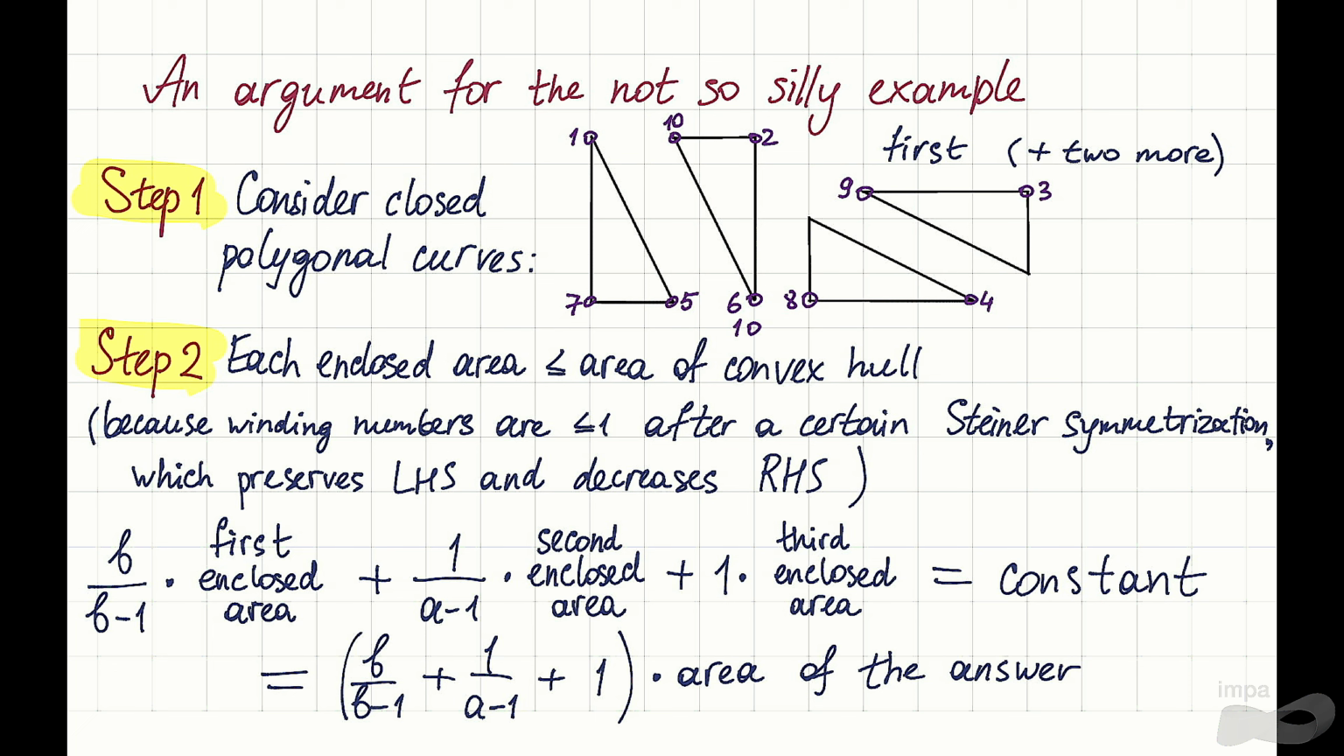But if you do a certain Steiner symmetrization-ish type of argument, you can modify the configuration to make the winding numbers less than 1 in absolute value. And the Steiner symmetrization will preserve the enclosed area and will decrease the area of the convex hull. So there is some argument there. But basically, the sketch is the same as in the previous example. And that's how we get this answer.